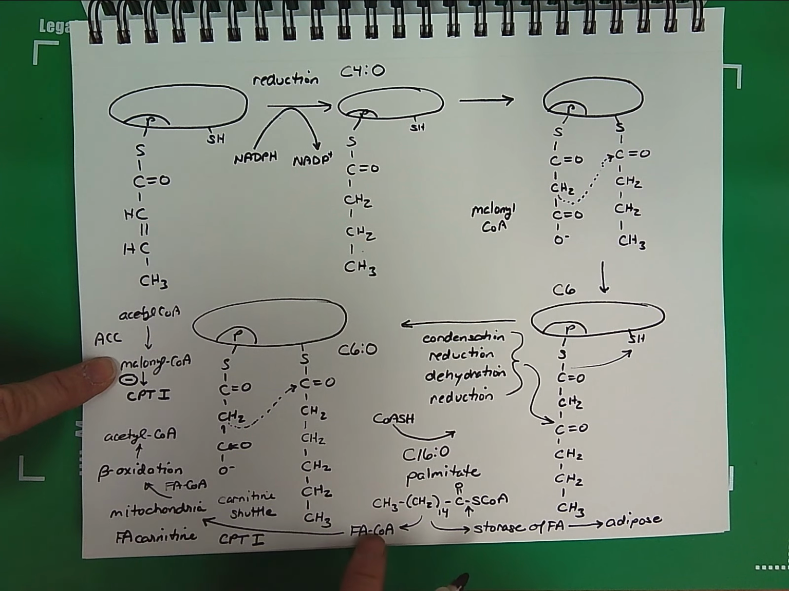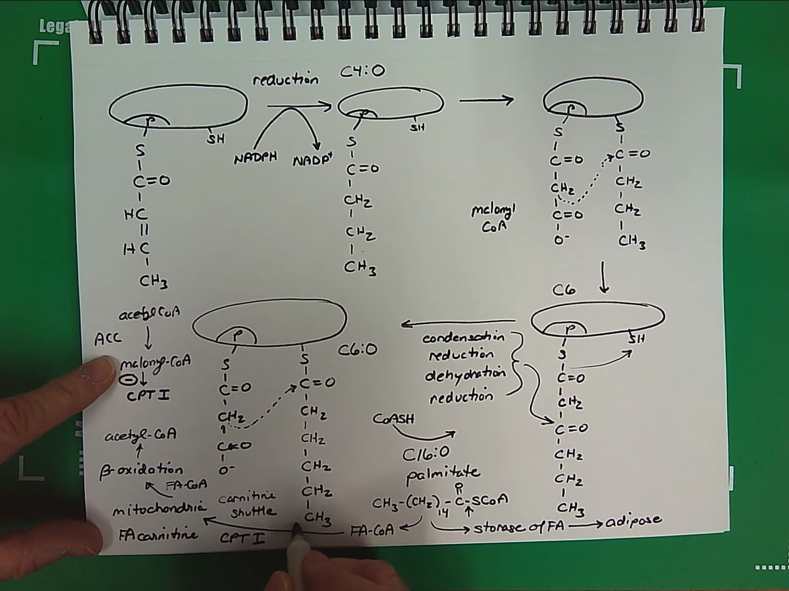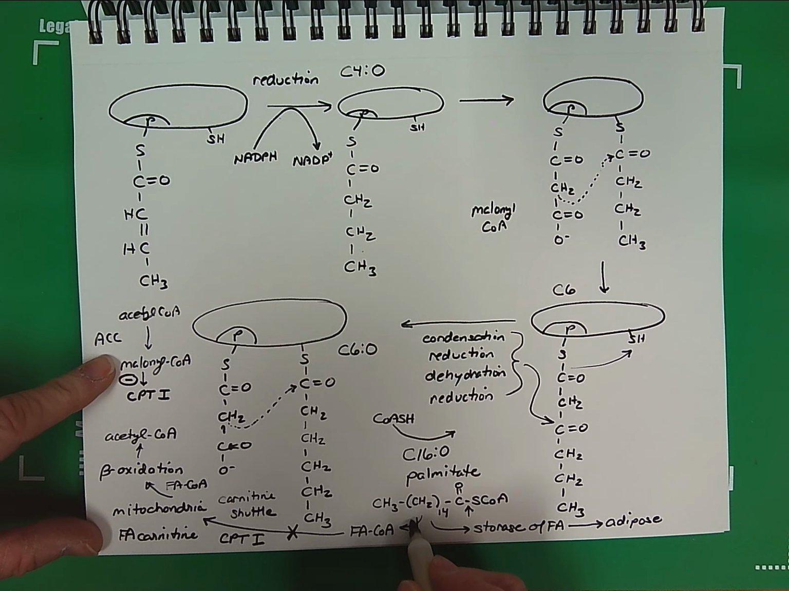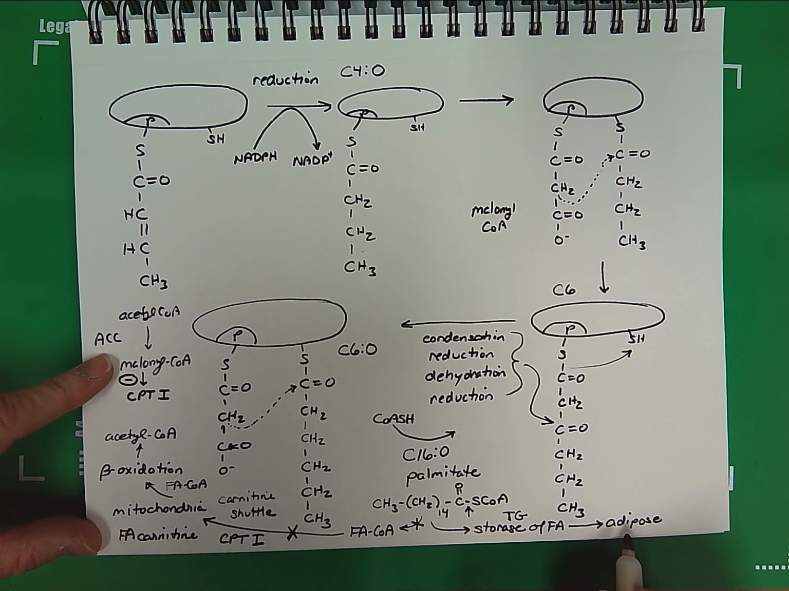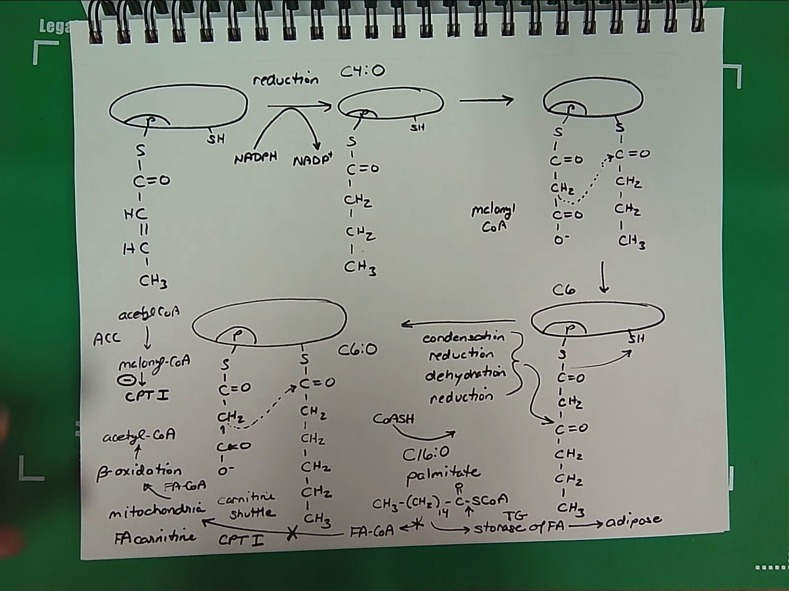back into the mitochondria. So what that essentially does is it prevents the fatty acyl-CoA from entering any other pathway except storage. And the storage is going to be in the form of triglyceride synthesis. And these triglycerides will be transported to adipose tissue. We'll take a look at that process in another video.